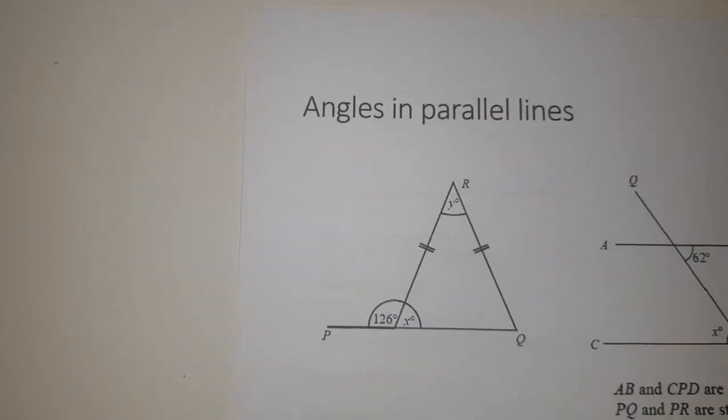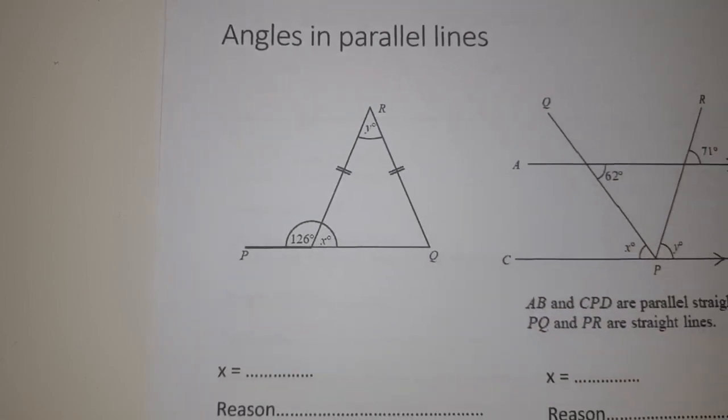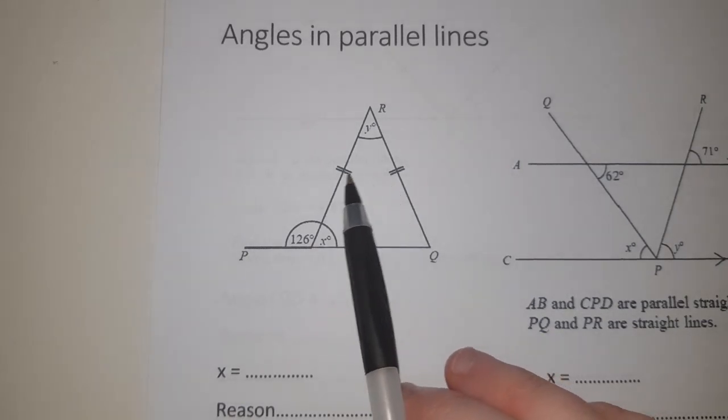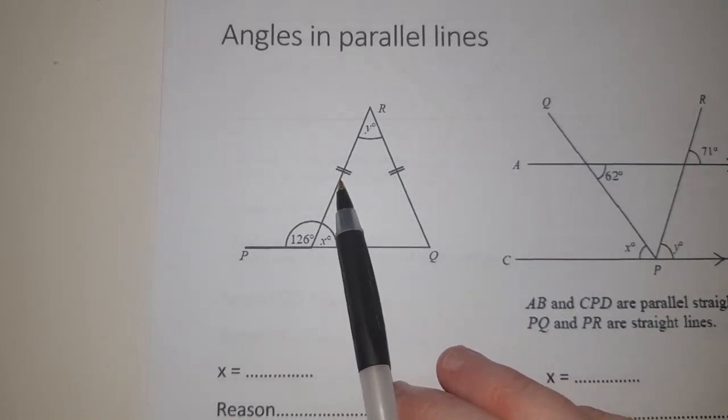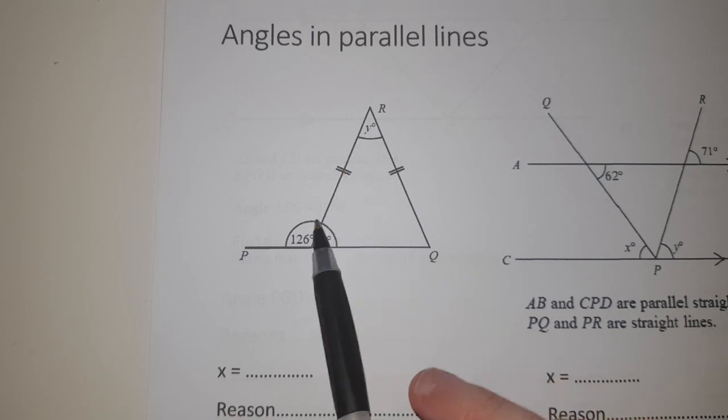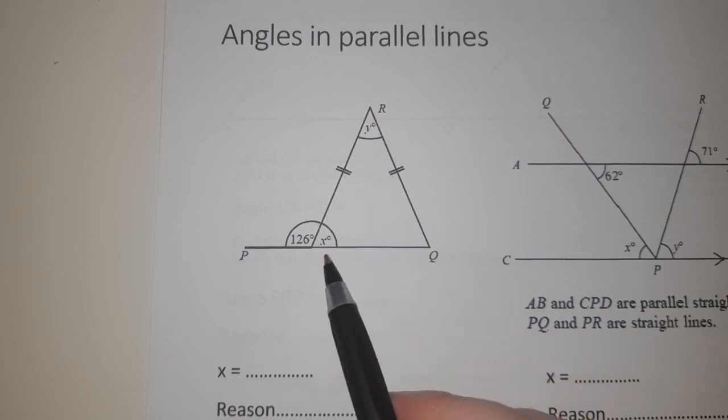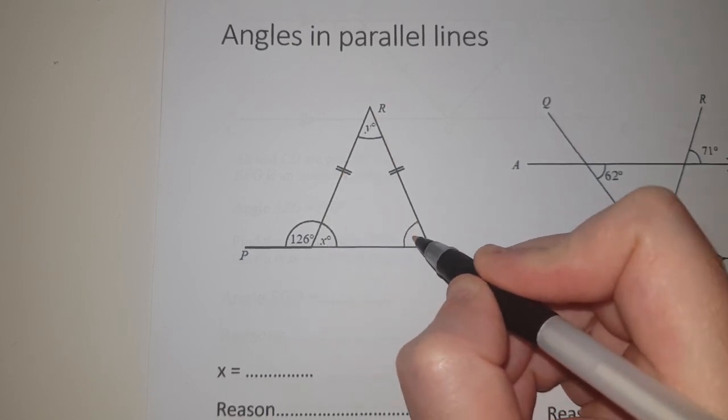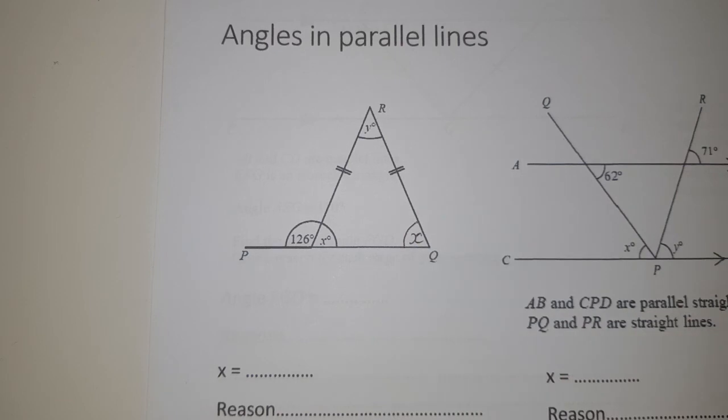So on this one, I know we said angles in parallel lines. I chucked this in as kind of an odd one out just to see if we were okay with these sorts of questions. Now remember, these lines tell us that this is an isosceles triangle, okay, because it's got two sides the same length. That means that this angle and this angle must both be the same size, okay?